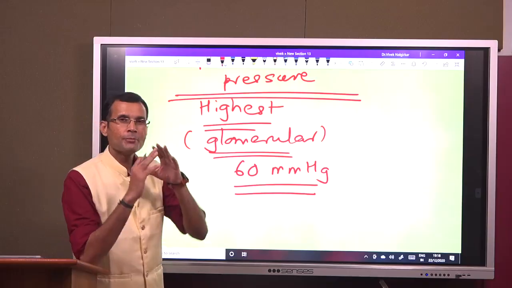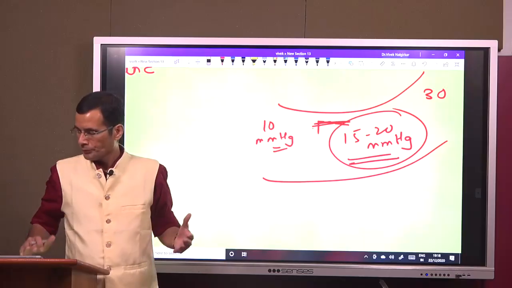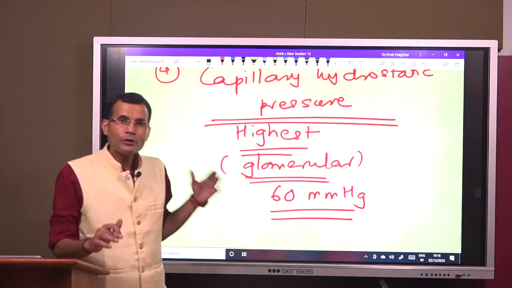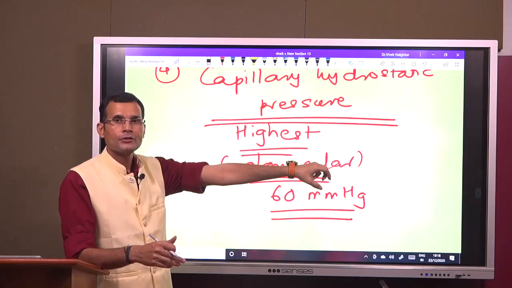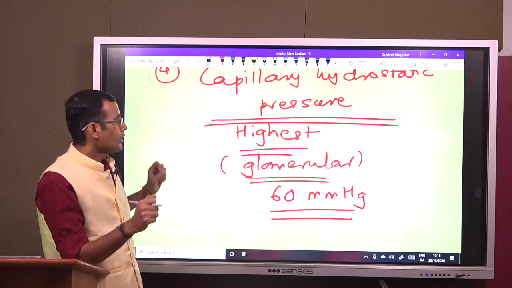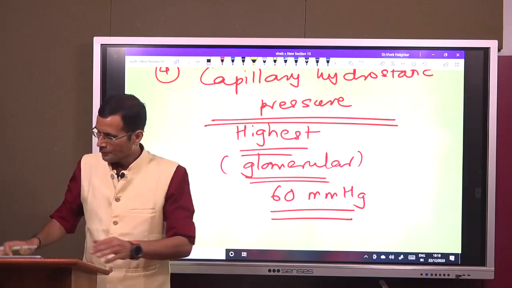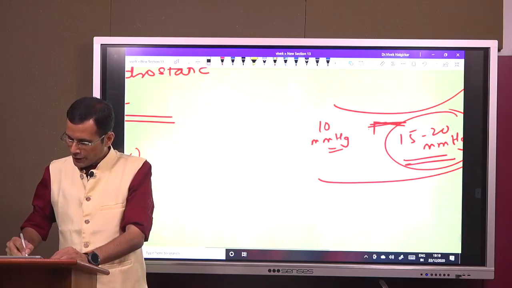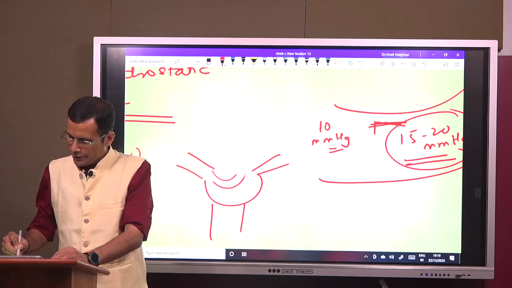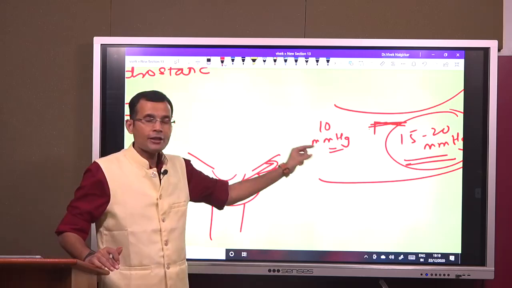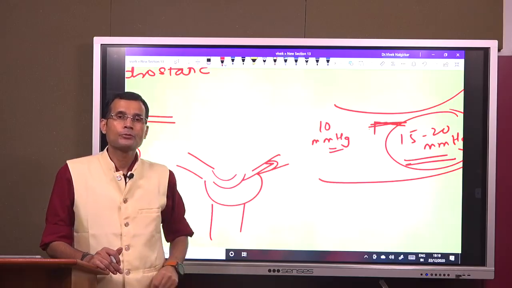So, just remember like this, elsewhere it is 15 to 20, but in the glomerular capillaries, it's 3 to 4 times that pressure. So, it's 60. And why is that? The reason is also very obvious, because the afferent arteriole is a little wide and the efferent arteriole, which takes the blood out of the glomerulus, is a little narrow.